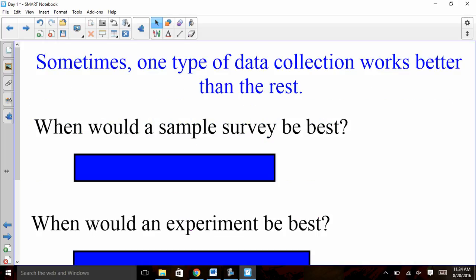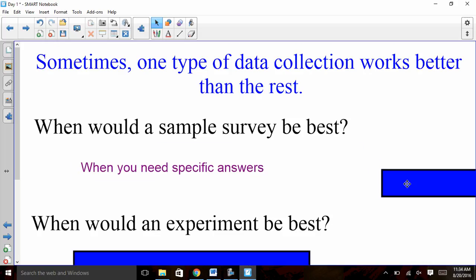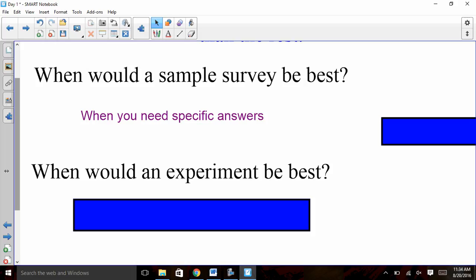All right, sometimes some methods work better than others. When do you think a sample survey would work best? When you need specific answers. You want to specifically find something out. That would be like, hey, who should be homecoming queen? Who should be homecoming king? Where do you want to go on your senior class trip?